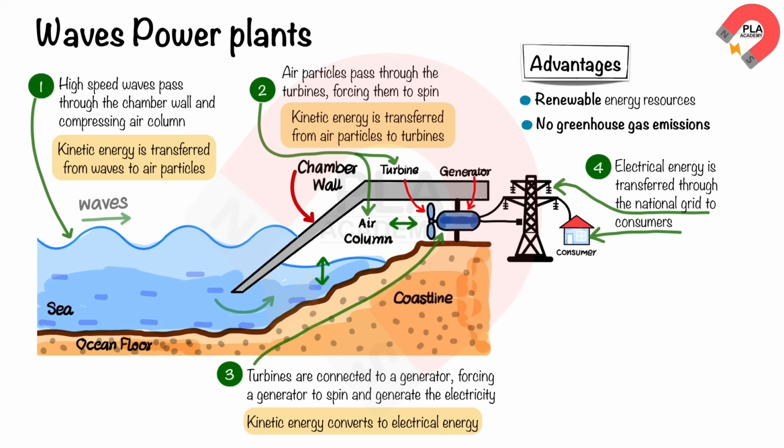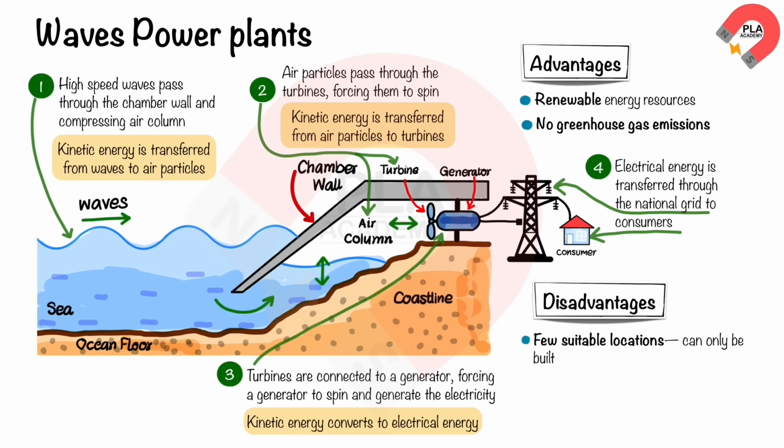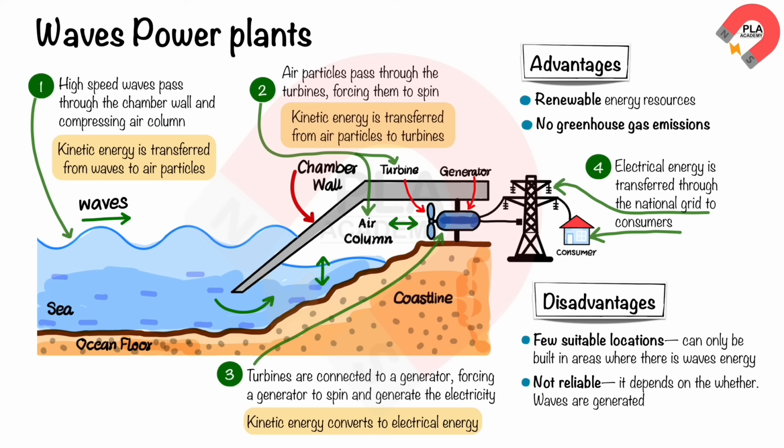Here are some of the disadvantages of the wave power plants. Few suitable locations. Wave power plants can only be built in areas where there is wave energy. Not reliable. Wave power is not always available, it depends on the weather. Waves are generated by wind, so if there is no wind, there will be no waves.